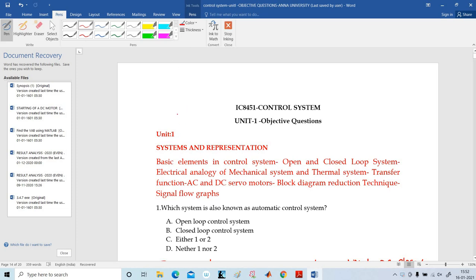Unit 1, System and Representation. Under the system, the first topic is basic element in the control system. Open and closed loop system, electrical analogy of mechanical system and thermal system, transfer function, AC and DC servo motor, block diagram reduction and signal flow graphs.